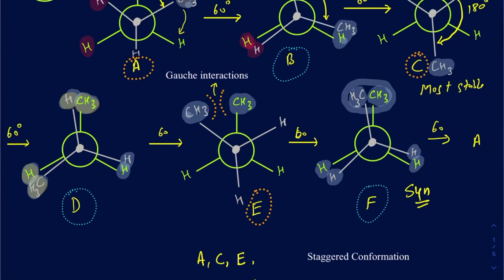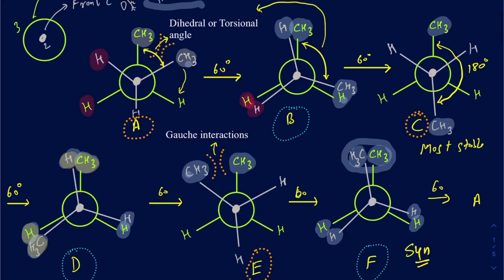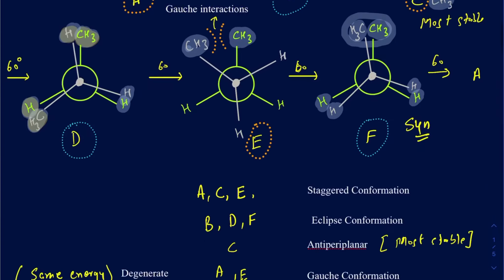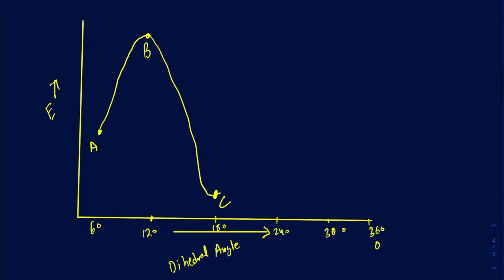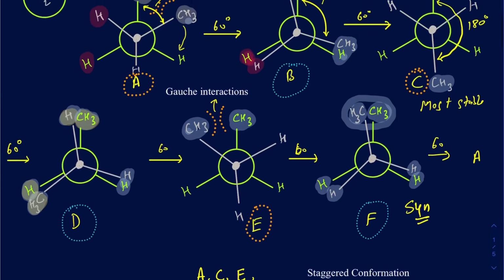And then moving along, what happens? From C, you go on to D, which is another eclipse conformation, but keep in mind that D has the same energy as that of B, or another way of saying, they are degenerate. So I'm going to go back up and draw the D at the same energy level where your B is. So make sure you pay close attention to that. So that's your dihedral angle of 240.